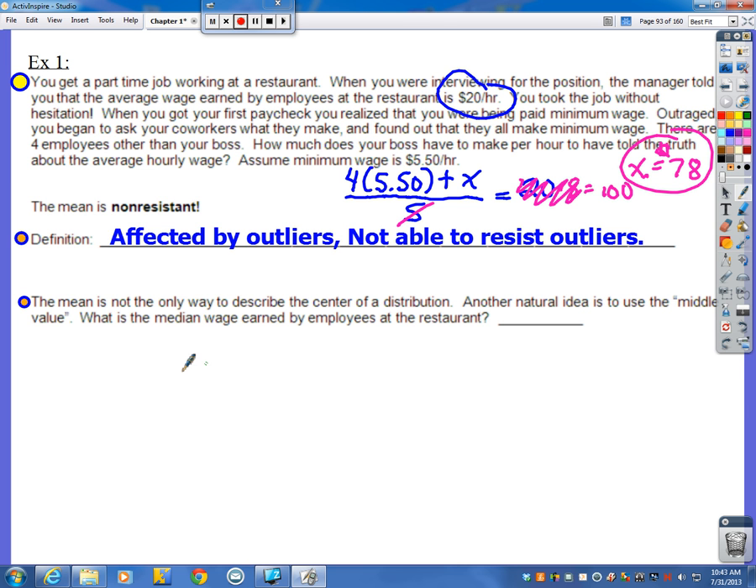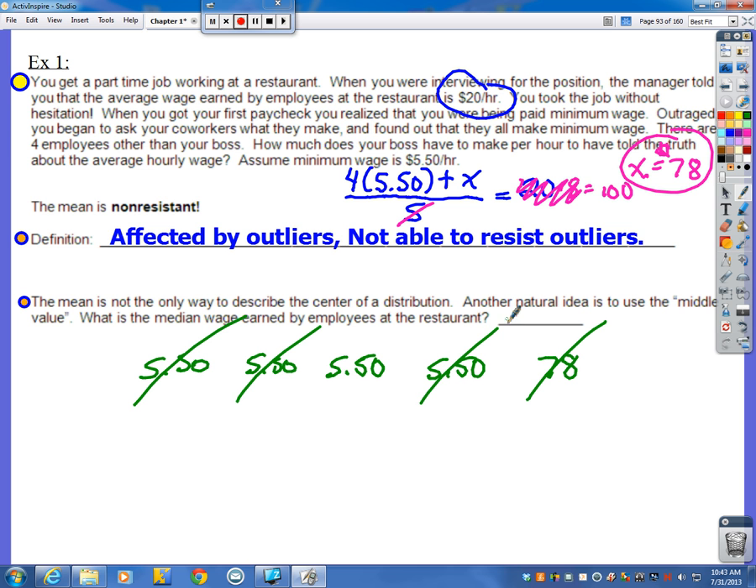Well, if we lined up all of our dollar amounts of people's wages, we said we have 4 people making $5.50, and we found out our boss makes $78. So if we knock off the beginning and last and the second last, there's our middle value. So the median is $5.50, which would be a much more natural average to tell employees what they make. On average, the median amount of money is $5.50 an hour.